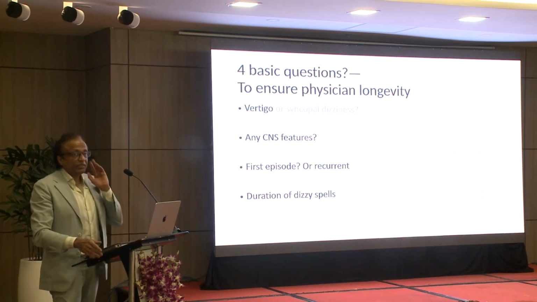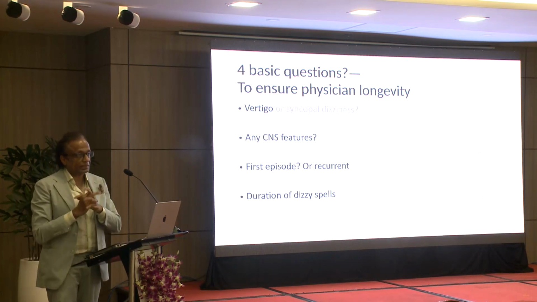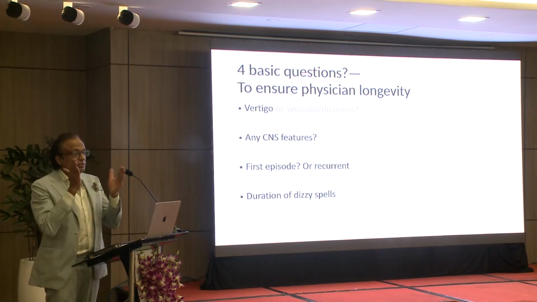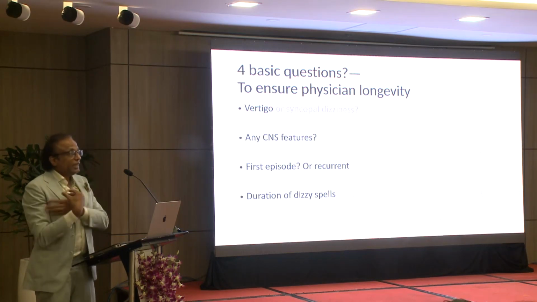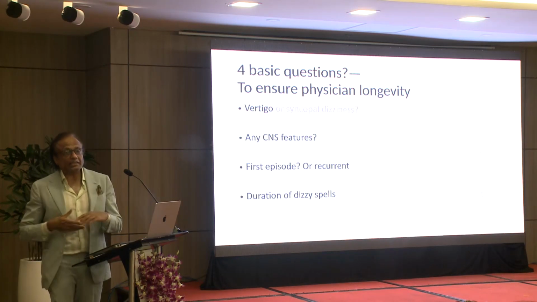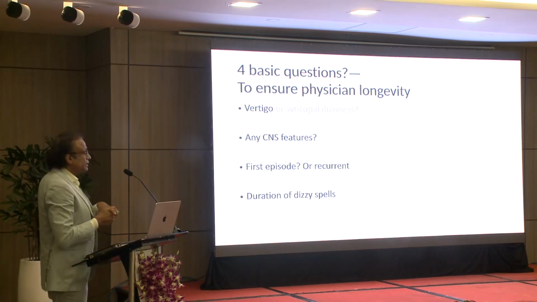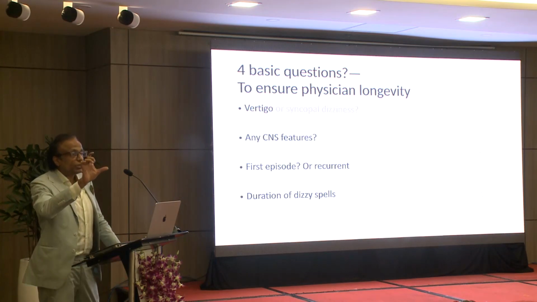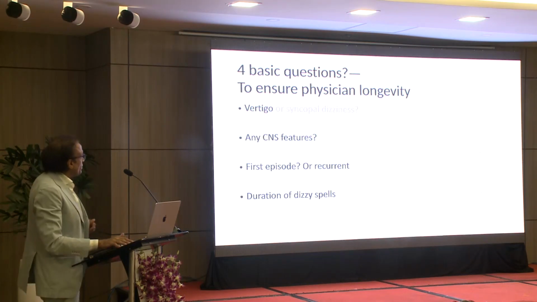Okay? So once you've established that the patient's problem is vertigo, then there are three other questions you have to ask. Is the vertigo associated with any CNS features like double vision, numbness of the face, weakness of the face, slurring of speech, weakness of the limbs, or numbness of the limbs? The next question is, is this the first episode or is it recurrent in nature? And the last question is the duration of the spell. Does it last a few seconds, a few minutes, or very long? Okay? Rather than talk theoretically, I'm going to straight away plunge into some cases.